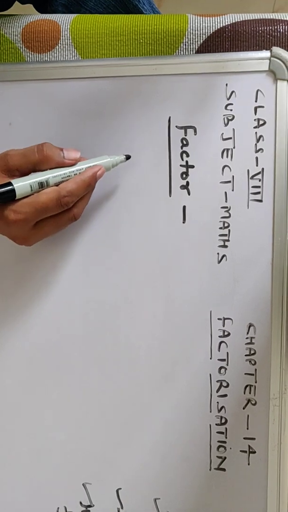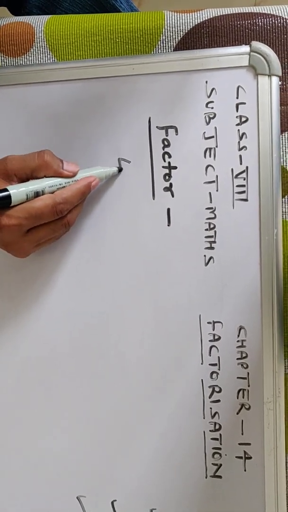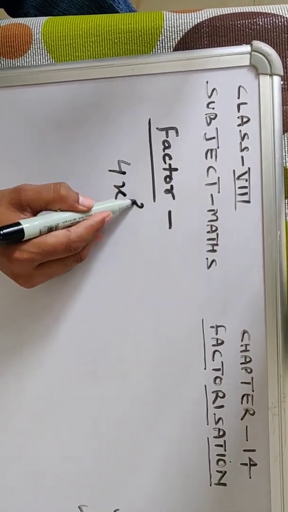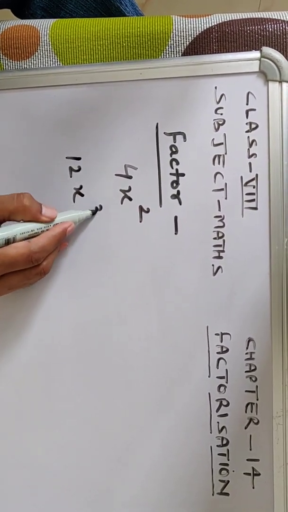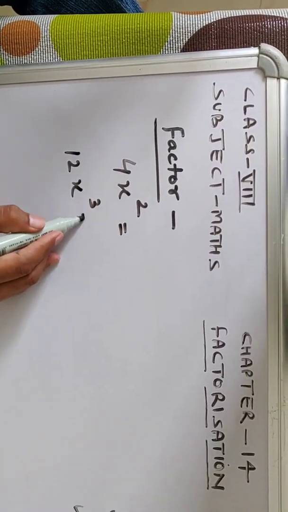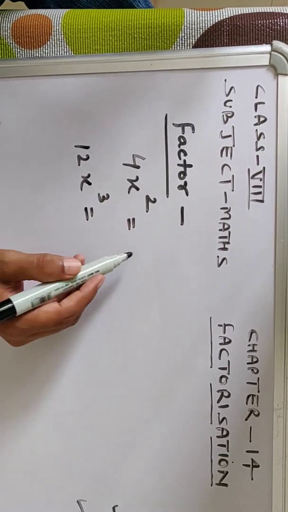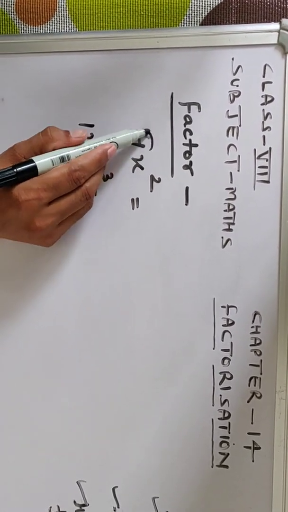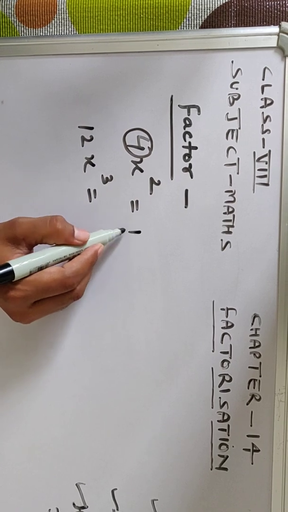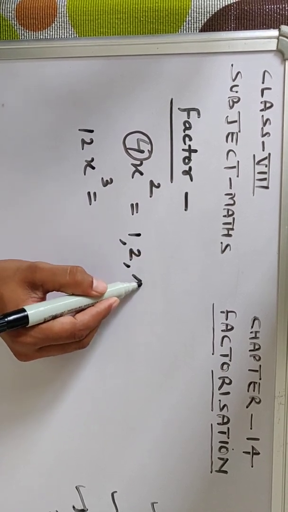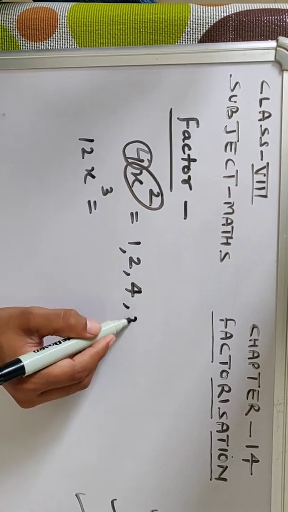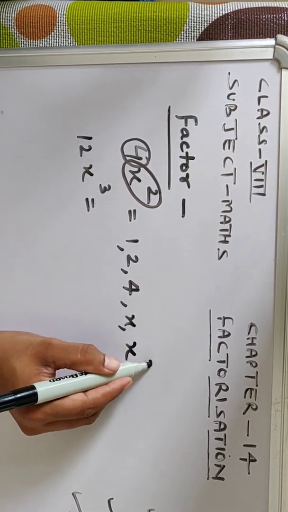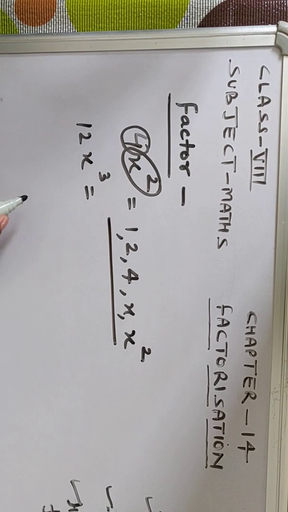Now take one more example. Suppose that is 4x square and 12x cube. We will find the common factors. So first of all we will write the factors of 4. What are the factors of 4? 1, 2 and 4. What are the factors of x square? x and x square are the factors of x square.